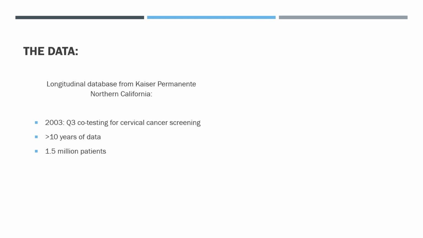So the data came mostly from a longitudinal database from Kaiser Permanente, Northern California. And the reason why this database was used is starting in 2003, Kaiser Permanente implemented a Q3-year co-testing for cervical cancer screening for all of their patients eligible for cervical cancer screening. So they have more than 10 years of data encompassing approximately 1.5 million patients.